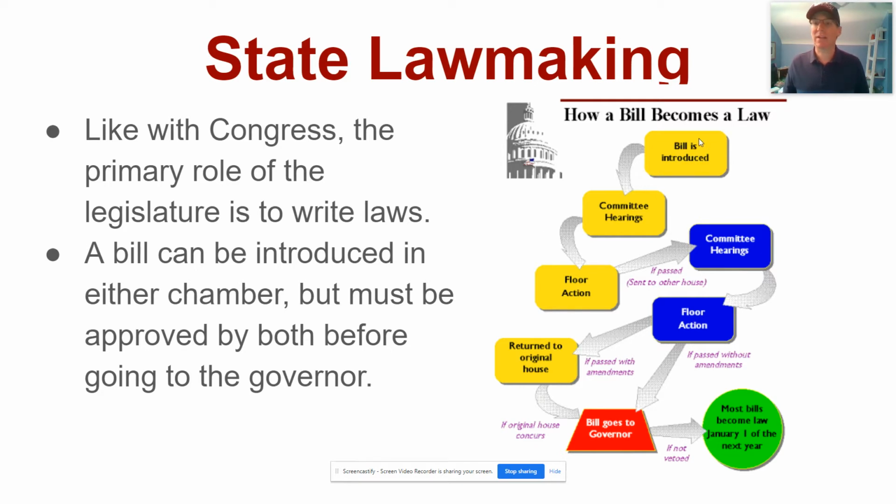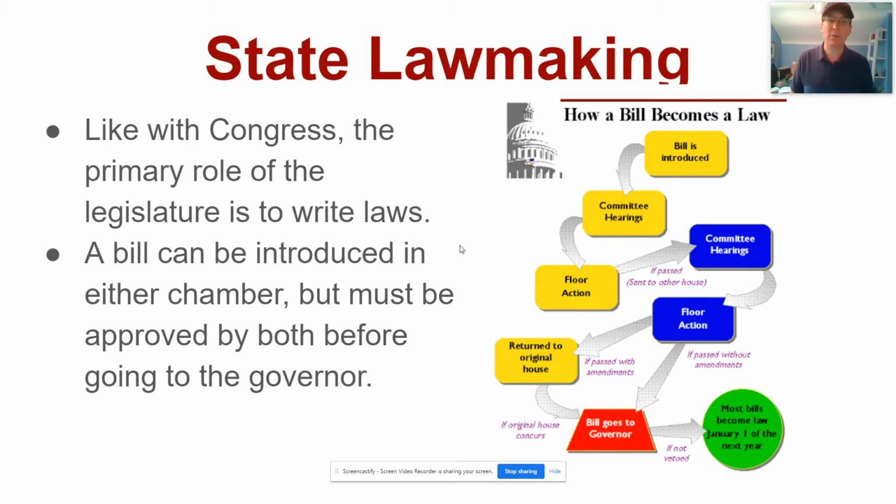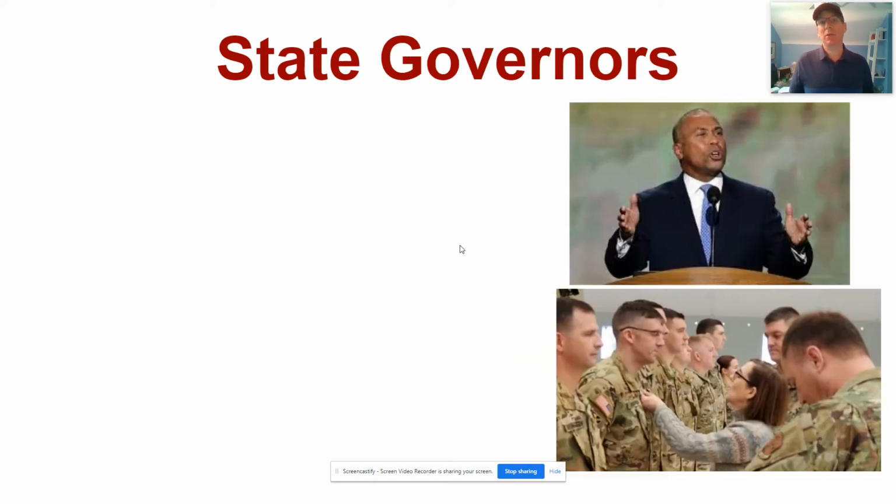So the whole process is outlined here, where it's first introduced. It goes into committee hearings, where just a small group of lawmakers will talk about it. Then go to floor action, okay? If it passes in that chamber, say it's a House, it goes over to the Senate committee where it's met, and then the Senate as a whole votes. Then if they made any changes, it has to go back to the original House to be re-voted on before it goes to the governor to be signed. And that's the whole process in most states. Now, if the governor does not sign it, it will not become a law.